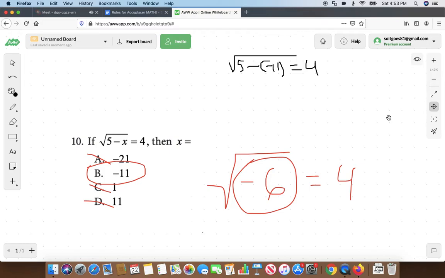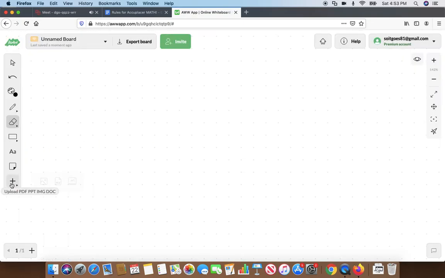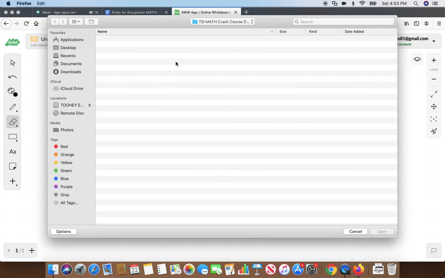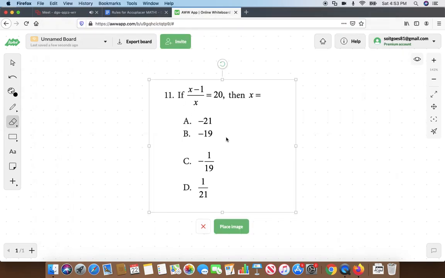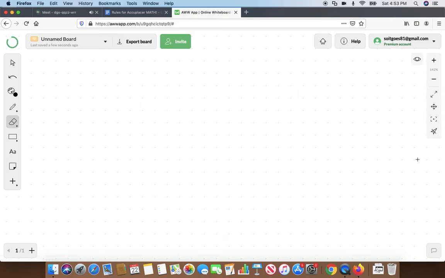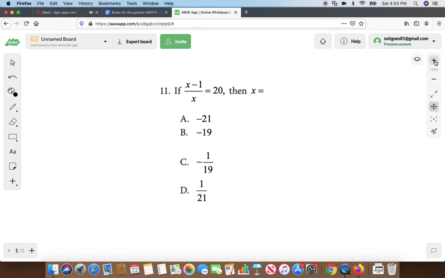All right. You got this. Let's do some more. Ooh, this one's a little bit trickier. Go and read number 11 for us, please. If x minus 1 over x equals 20, then x equals what?